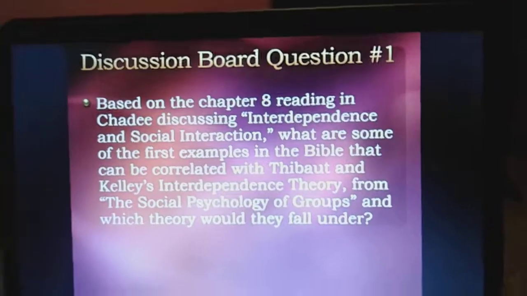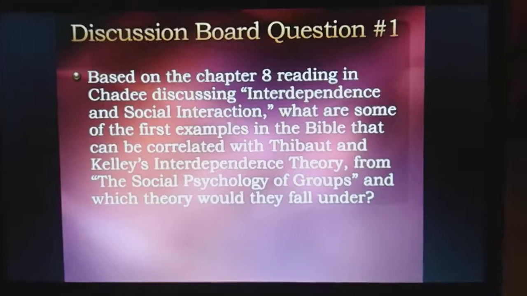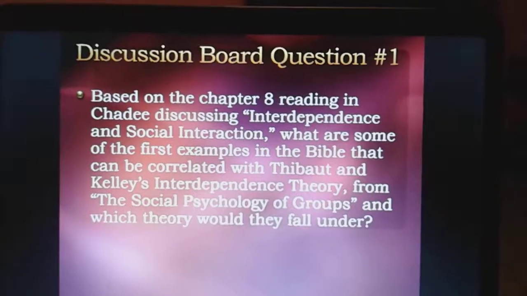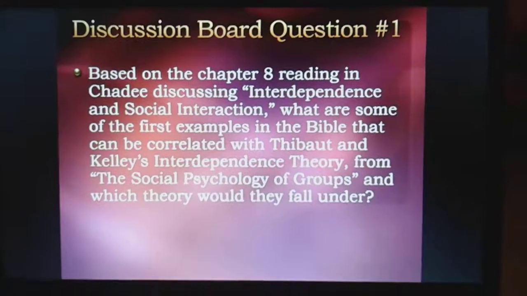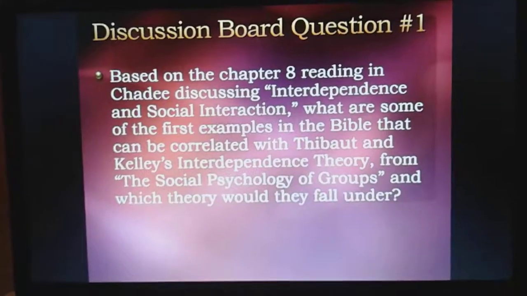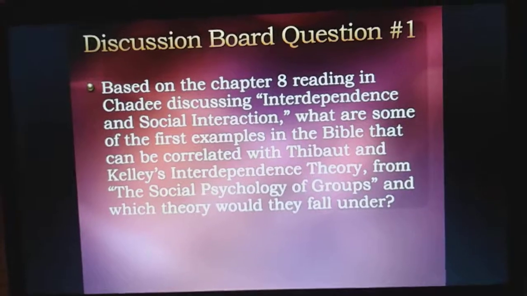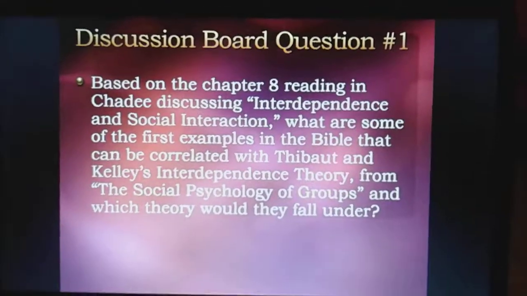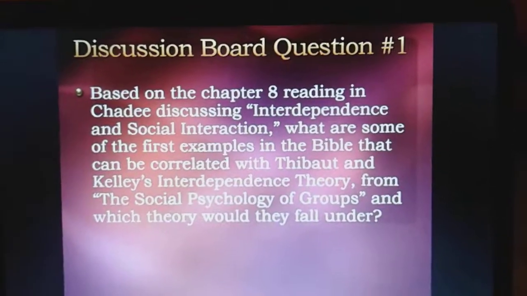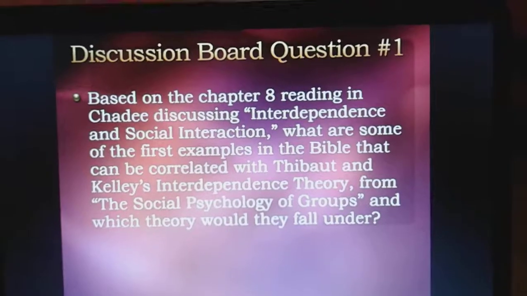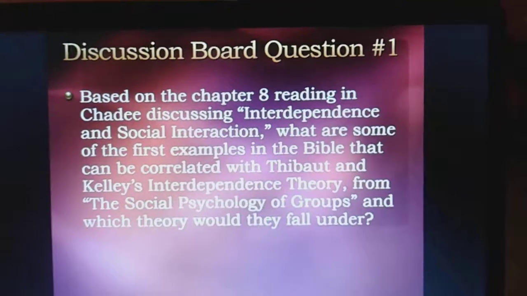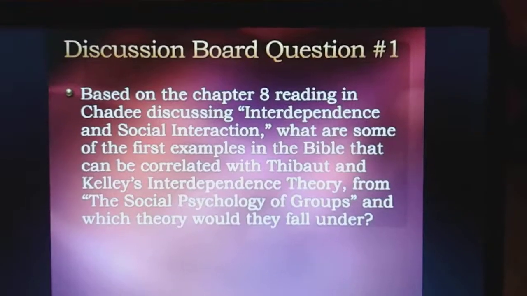This brings me to my discussion board questions for the night. It says, based on the Chapter 8 reading discussing interdependence and social interactions, what are some of the first examples in the Bible that can be correlated with Thibaut and Kelley's interdependence theory, and which tenet would they fall under? When I thought of this question, and I'm thinking of biblical times, and I'm thinking of social interaction, immediately a couple of things came to the forefront of my mind, and I'm excited to see what you all will be able to bring to the discussion.